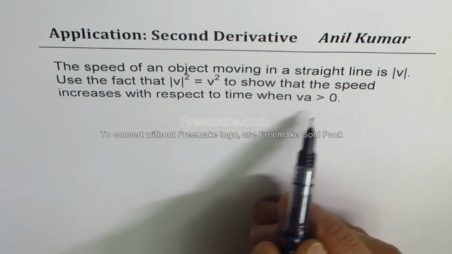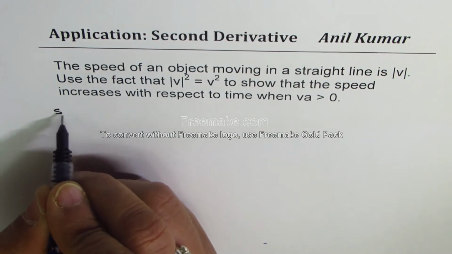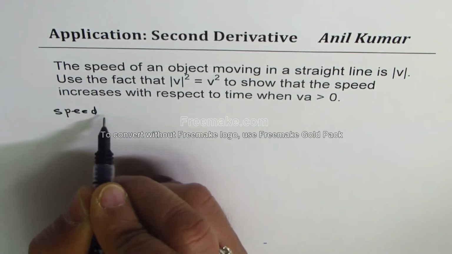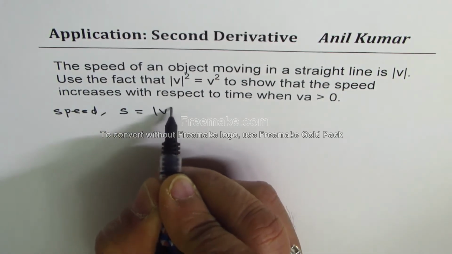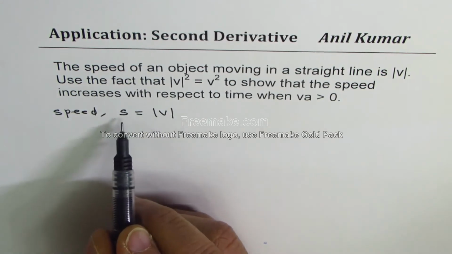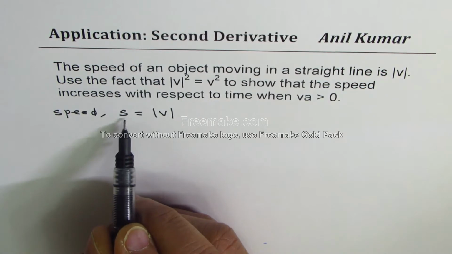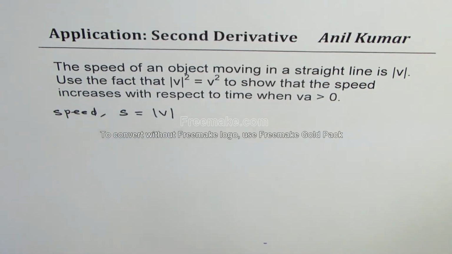Let's try to explore this. What we are saying here is that the speed, which is let's say s, is equal to the absolute value of velocity, right? Velocity could be positive, negative. Speed is not positive, negative, right? If you're going 100 kilometers per hour north or south, it doesn't matter. Both are 100 kilometers per hour. So that is why we take the absolute value of velocity to get speed.